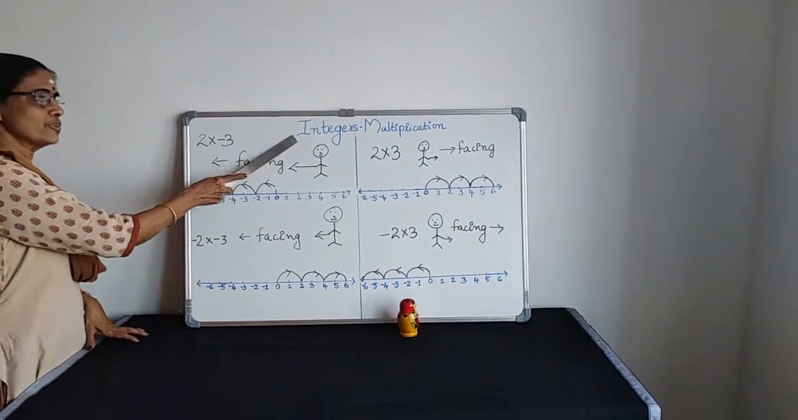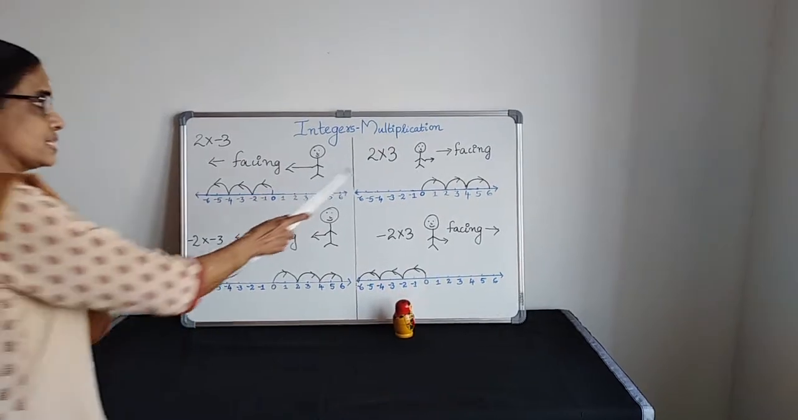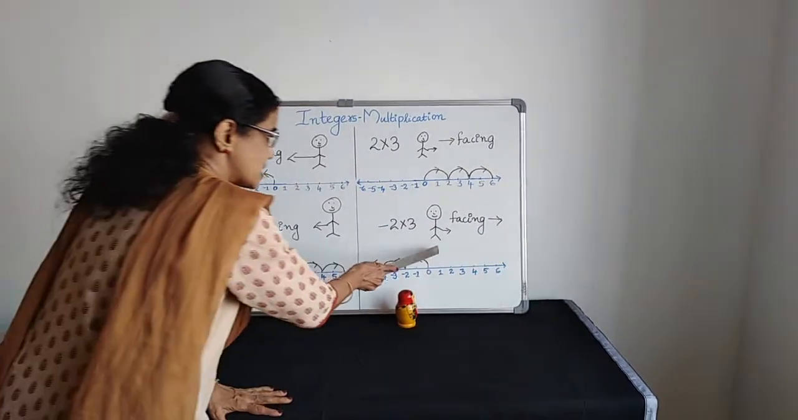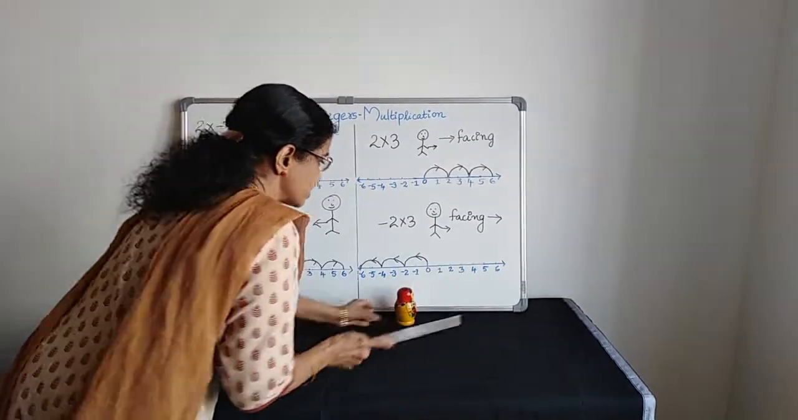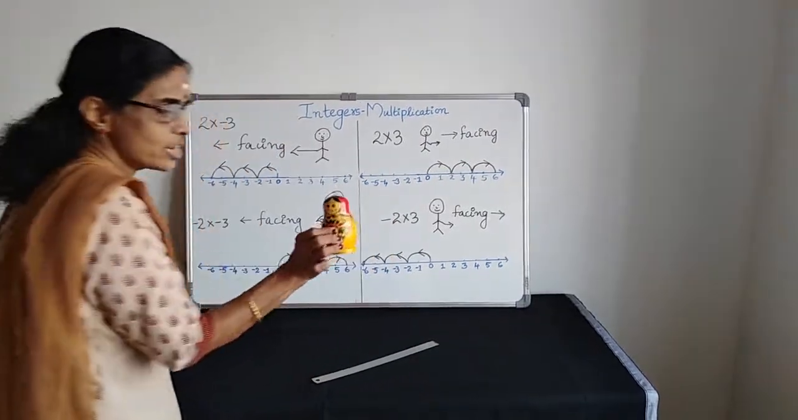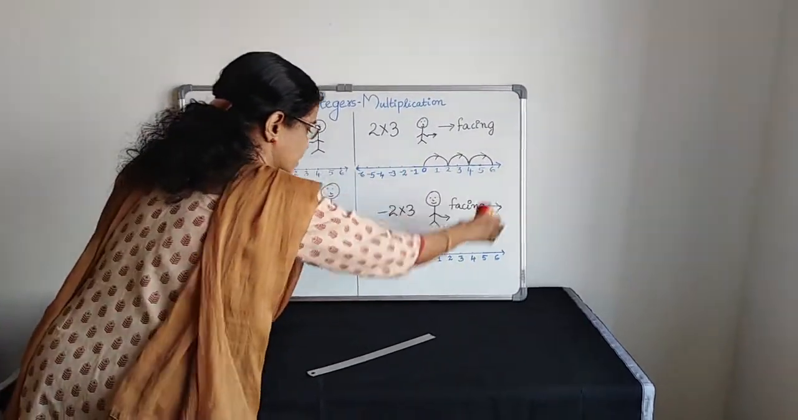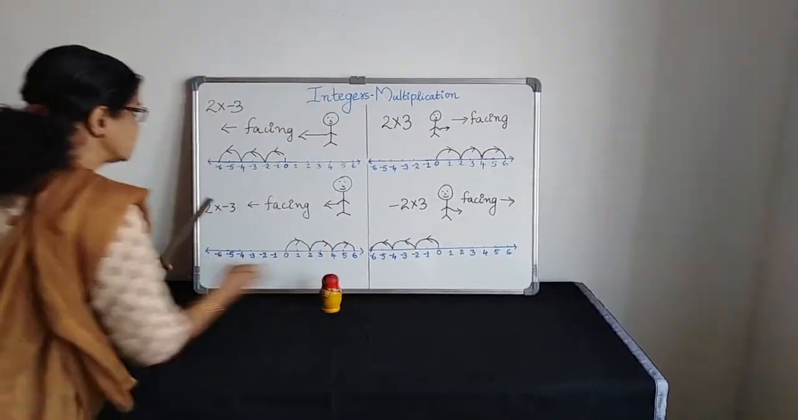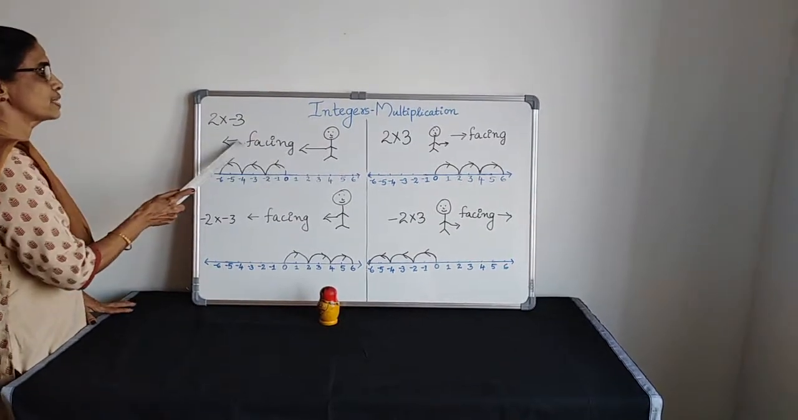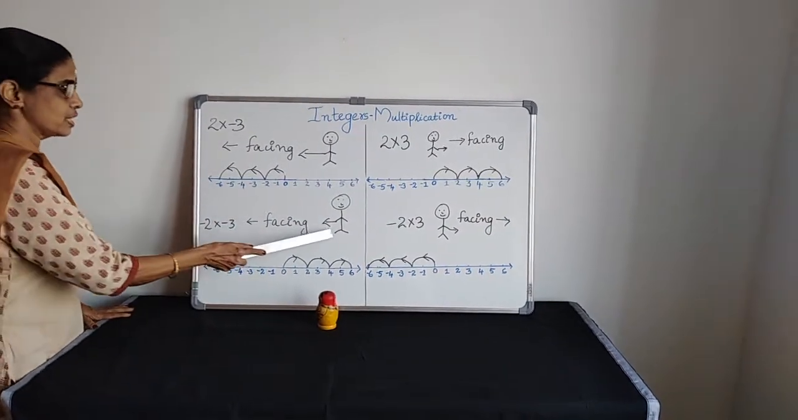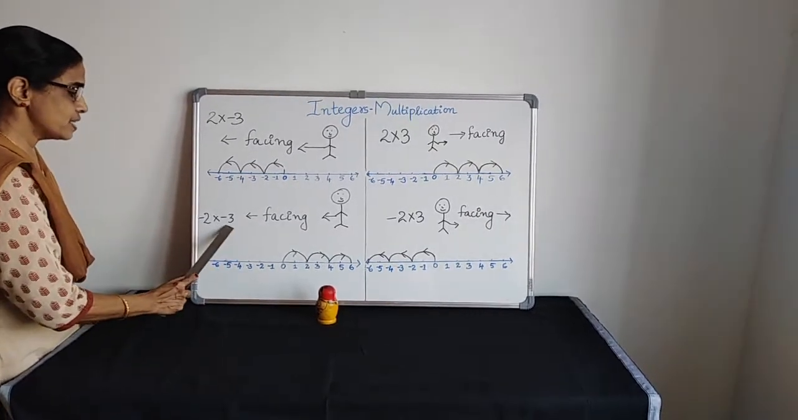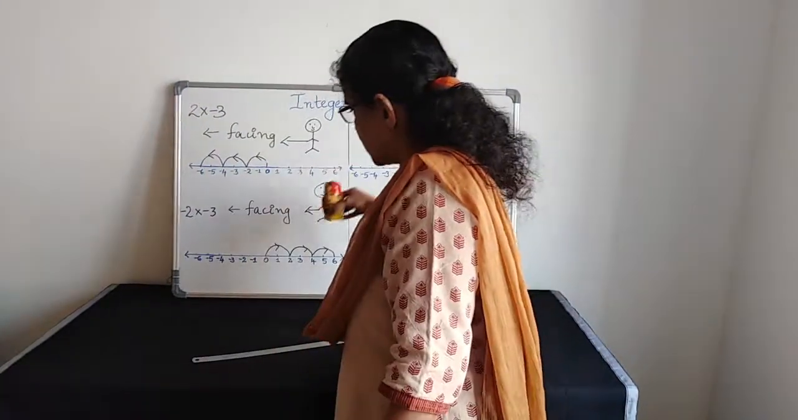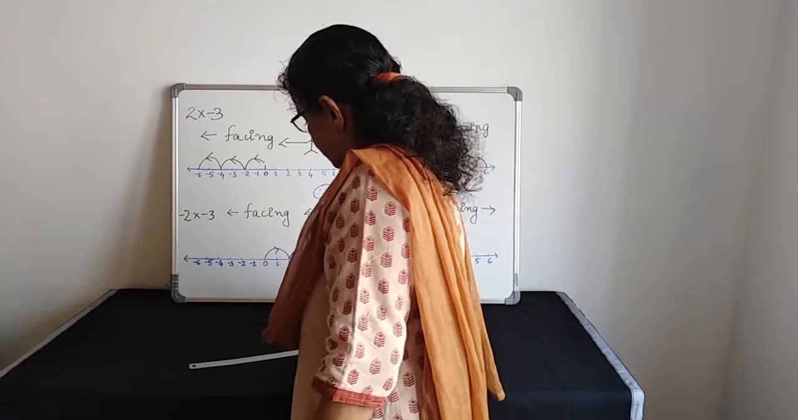First, multiplication of integers. Here, the child is facing in the positive direction. Here also, the child is facing in the positive direction. Here I am using a doll, so the doll is facing in the positive direction. Here, the child is facing in the negative direction. Here also, the child is facing in the negative direction. Negative direction means like this. The doll is facing in the negative direction.